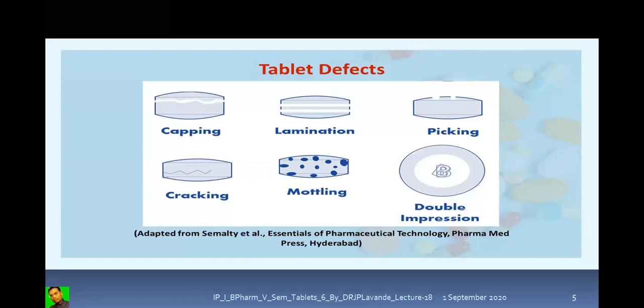If overdrying is the reason, then we can go for the remedy of maintaining some kind of moisture during the process of compression of the granules. If entrapped air is the reason, then we can go for removal of the air and complete filling of the die cavities. So all these are the details that we already studied as far as tablet defects are concerned.